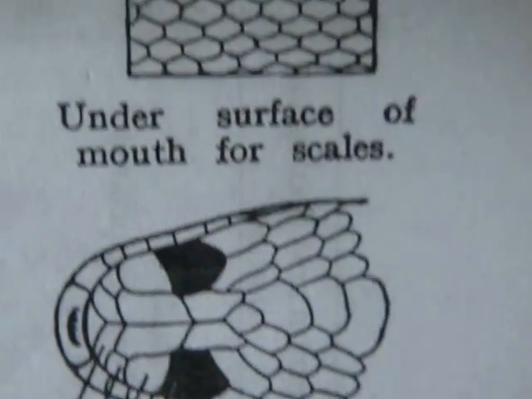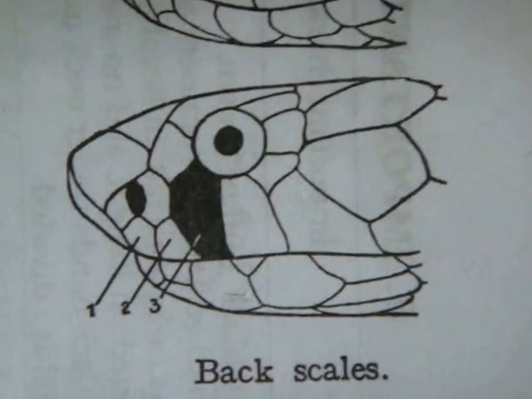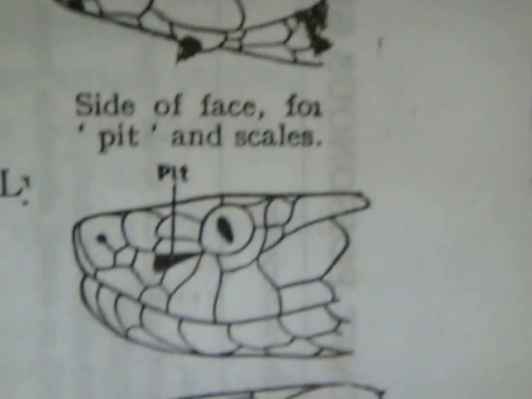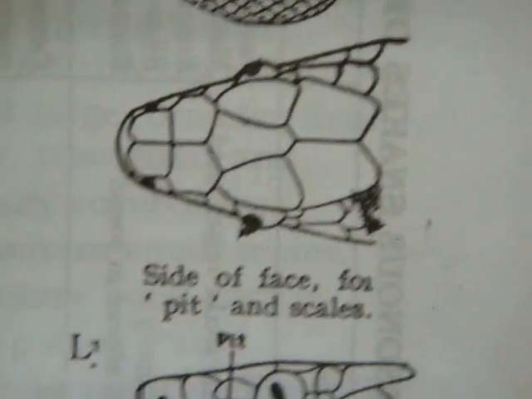But if these features are not there, like this four infralabial feature, the central row of scales on the back, the third scale touching the eyes and nostril, or this pit, then in spite of having large head scales, it will be a non-poisonous snake.